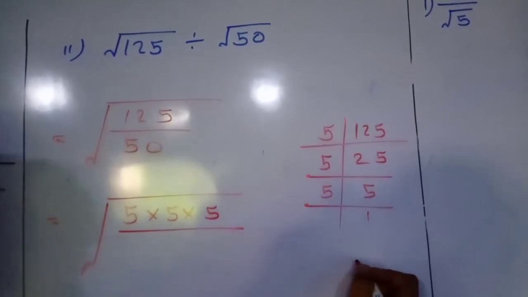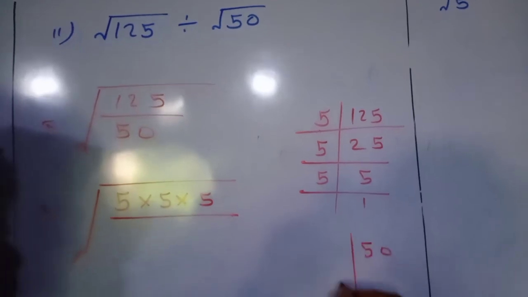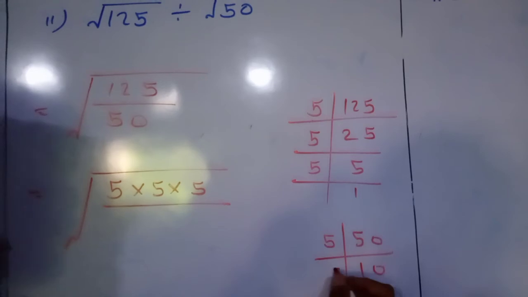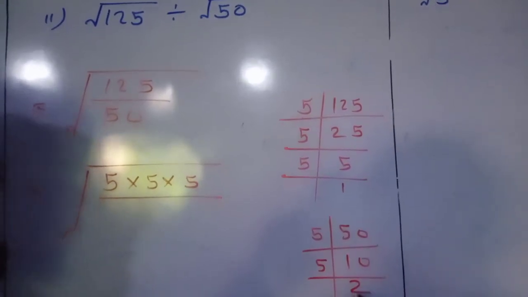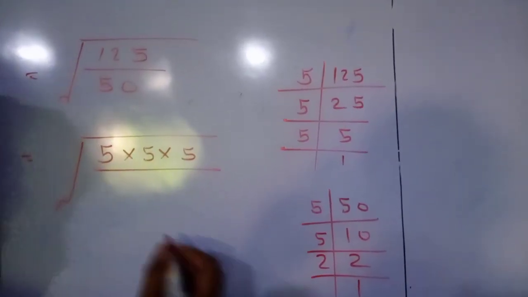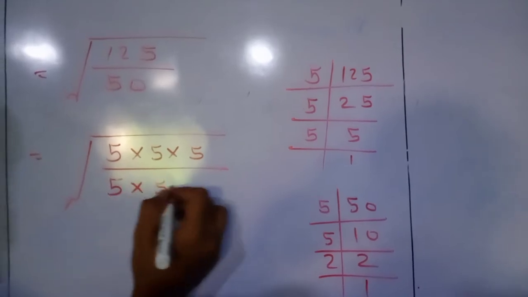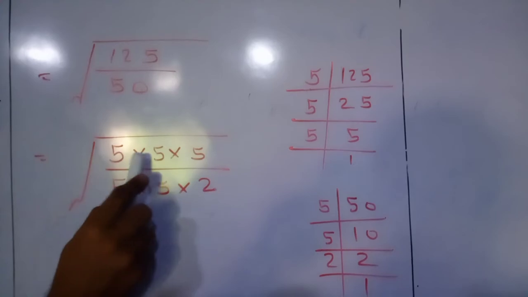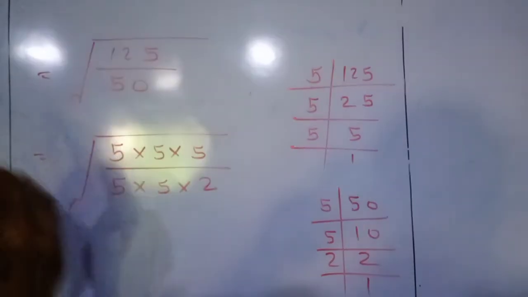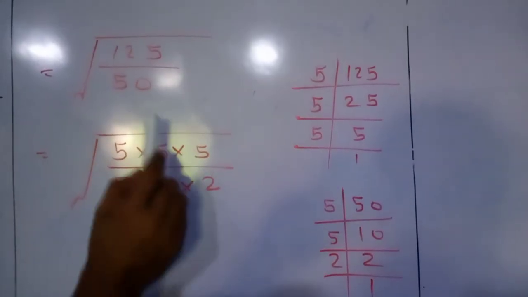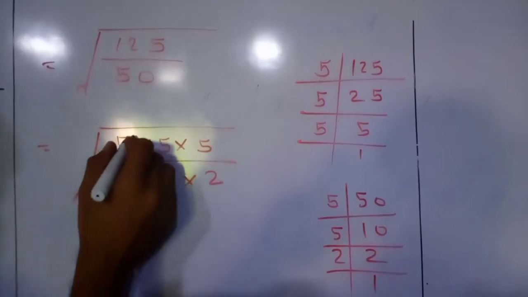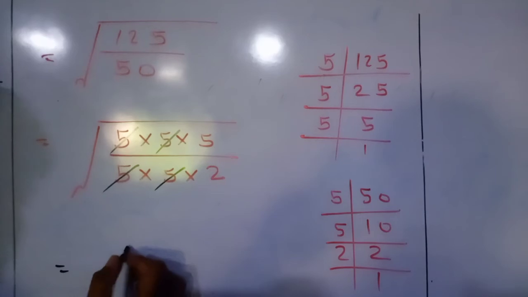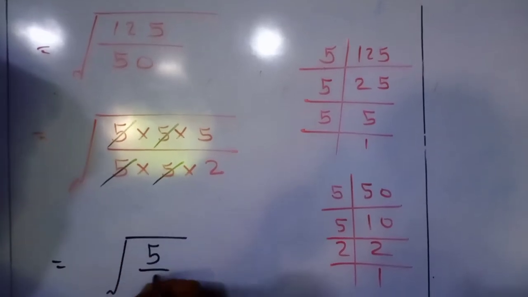And the second one, 50. Do the factorization of that. 5 1s are 5, 5 0s are 0, 5 2s are 10, 2 1s are 2. So we can write 5 into 5 into 2. Yes, this is right. 5 5s are 25, 25 5s are 125, 5 5s are 25, 25 2s are 50. Do the cancellation. 5 cancels with 5, this 5 with this 5. We get the answer 5 upon 2.